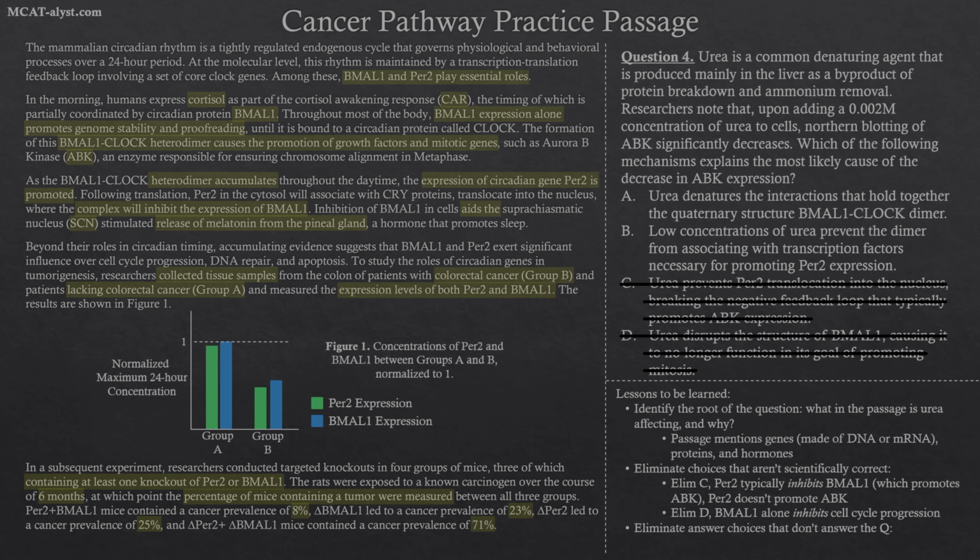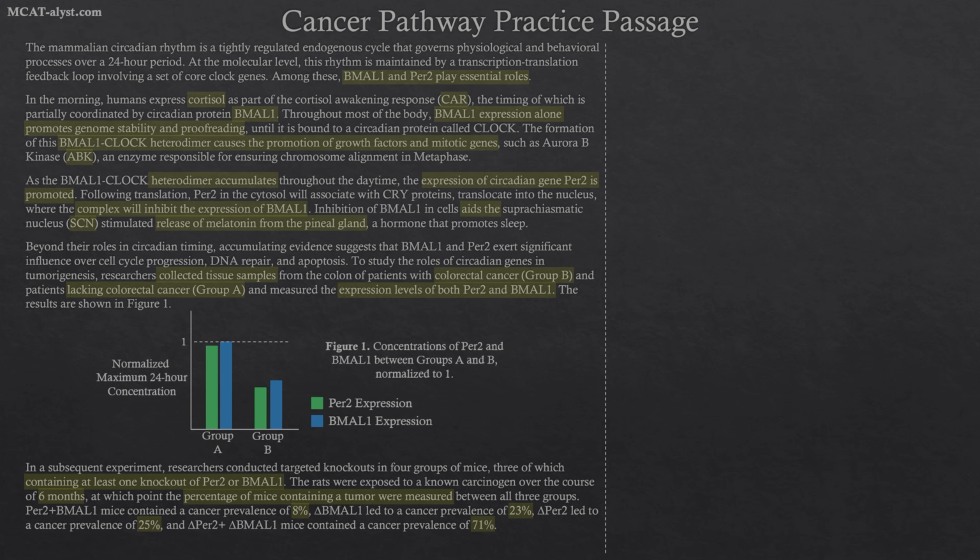It's talking about PER2. Whereas answer choice A mentions that urea is breaking apart that BMAL1 CLOCK dimer that we know directly promotes ABK. We have a much easier tie into the passage and the question in answer choice A than we do with B, so that's going to be our answer.